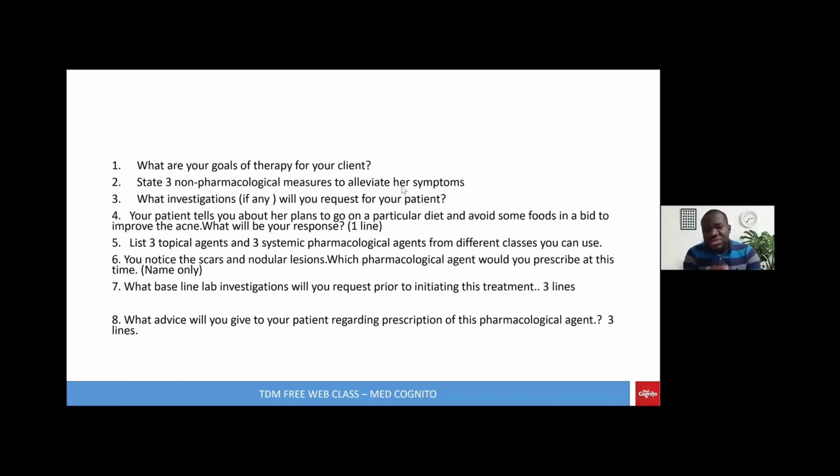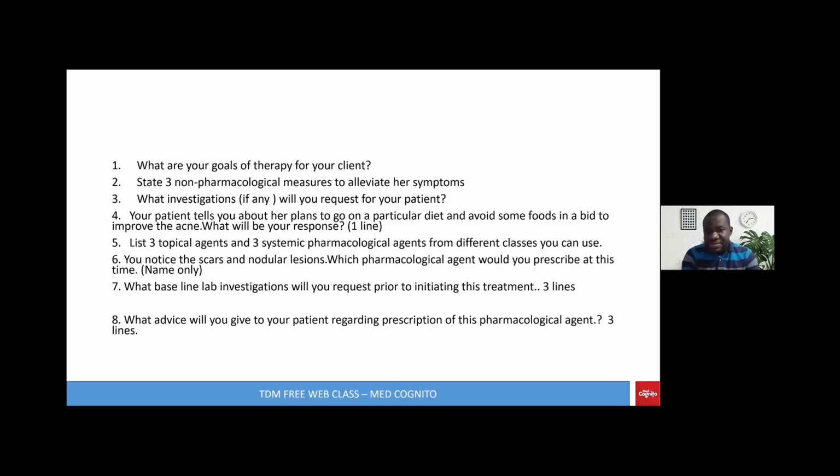So you see, typically you will not have this large number of questions. You may have 2 or 3, but for MedCognito, when we prepare candidates, we try to give them a wide scope so that your knowledge is broad, so that wherever the question is aimed at, you definitely will have an idea of what kind of answer to put. And you see some of the questions, I put 1 line, 3 lines, and I put name only. It's to train you so that you know how to approach the question. So please put in goals of therapy. Let me specify, let's say put in 3 goals of therapy for this client.